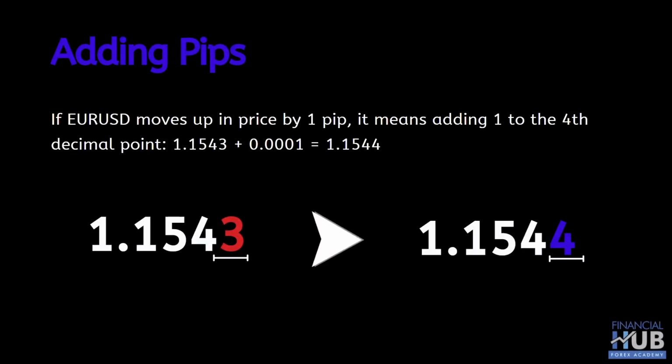Adding pips. If Euro USD moves up by 1 pip, it means adding 1 to the fourth decimal point. So 1.1543 plus 0.0001, which will basically add up to 1.1544. So you add 1 to the last smallest unit in price, which will give you 1.1544. So those are the pips. The pip is the fourth decimal place that you want to be looking for.